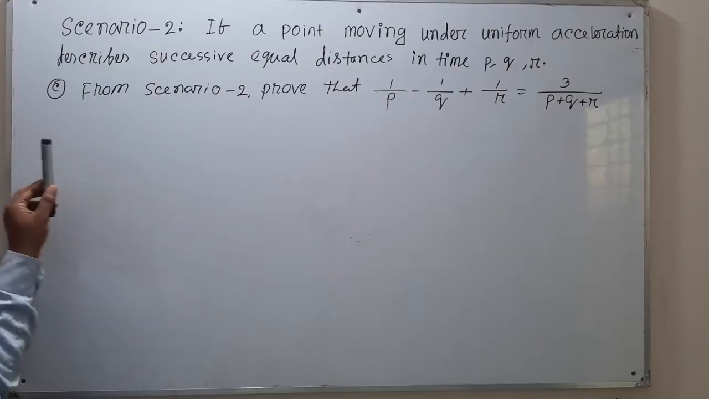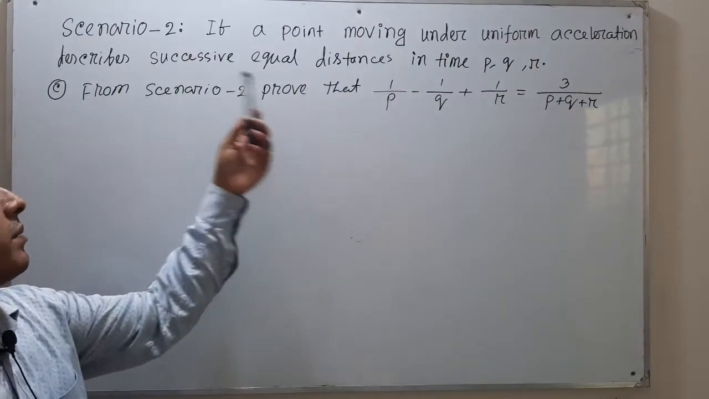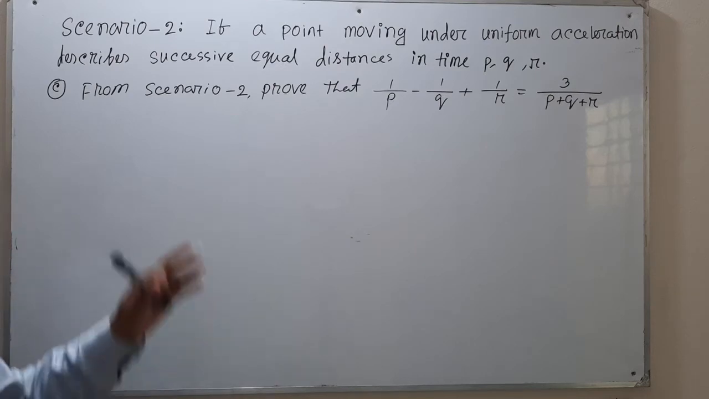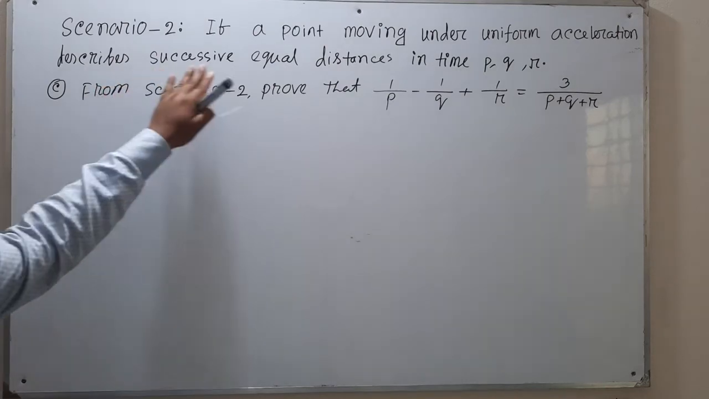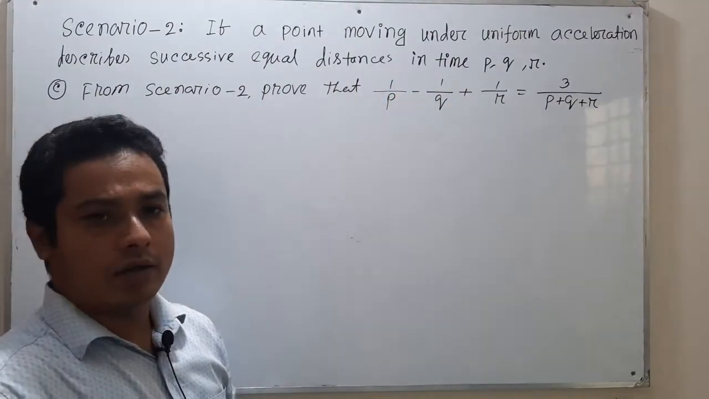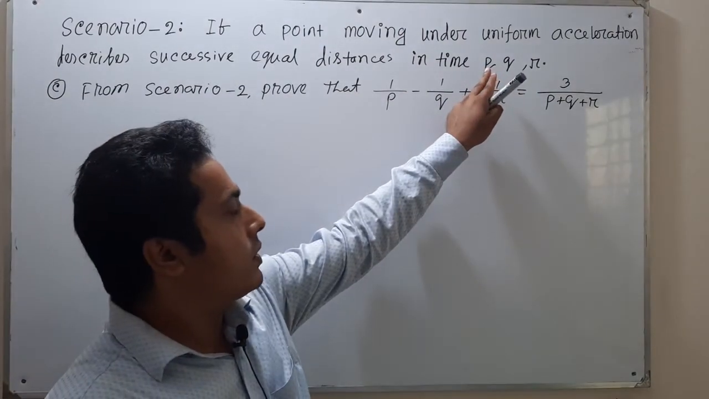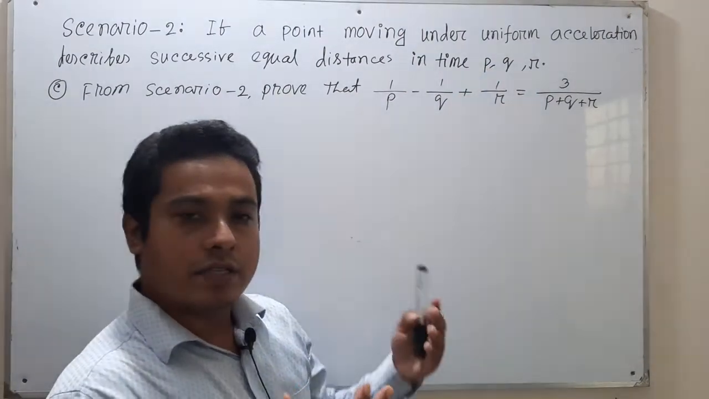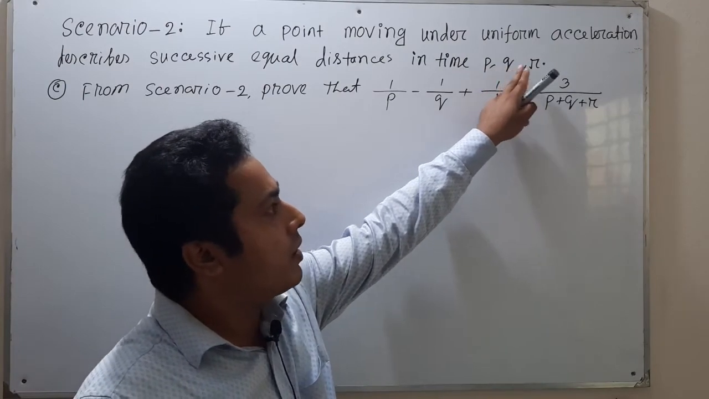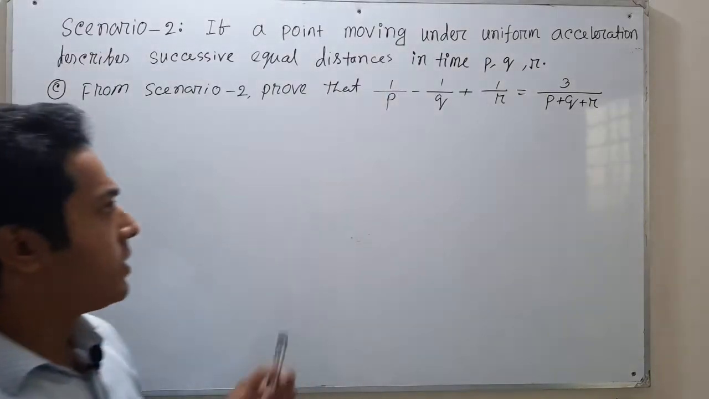Now question number C. We have to prove this by scenario 2. If a point moving under uniform acceleration describes successive equal distances in times p, q, r, three time intervals are given. In p time the distance is d, then for q and for r also the distance will be d, because of equal distance.